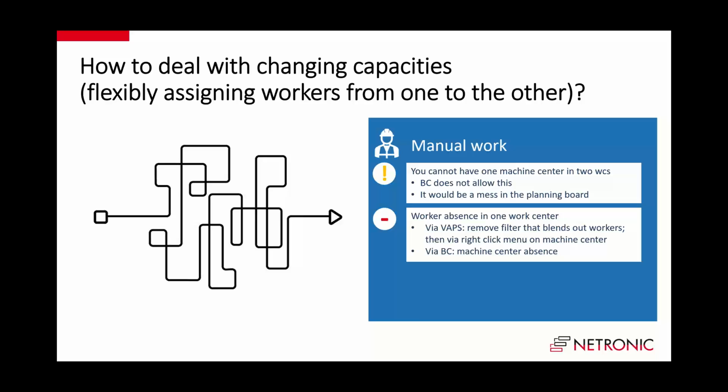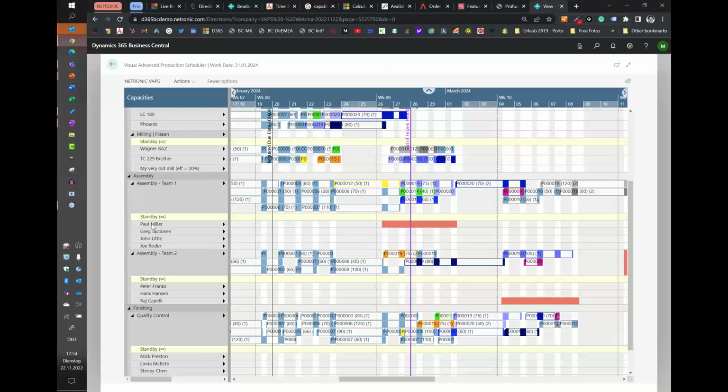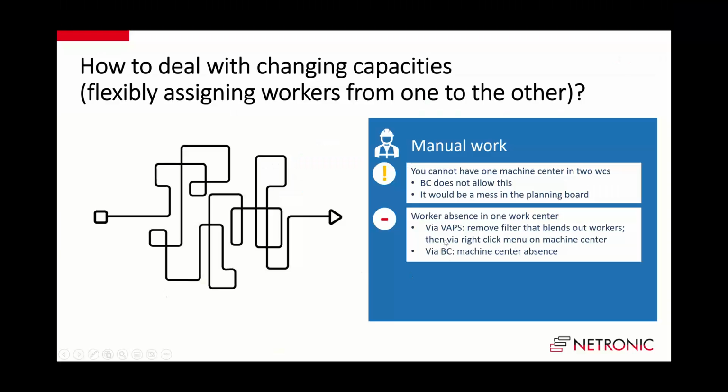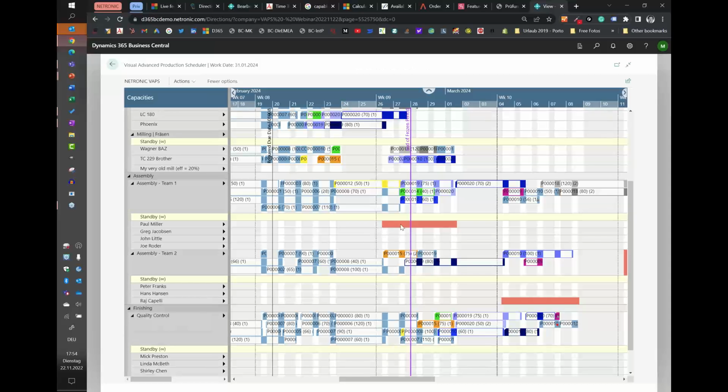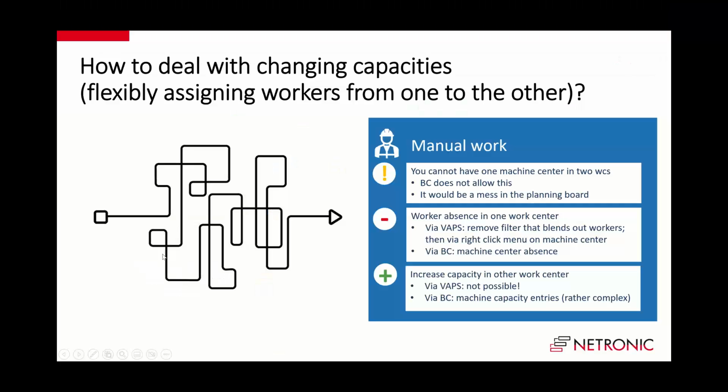So then the thing that you need to do is, first, if, for example, we would send in one week Paul from assembly team 1 to assembly team 2, we would first need to remove the filter that blends out the workers, and then we would need to create the absence like we did. So then Paul would no longer be available in team 1. And the next step is, as we cannot send Paul temporarily in Business Central to assembly team 2, we would have to increase partly the capacity of team 2 in Business Central. So we would need to increase the capacity in the other work center.